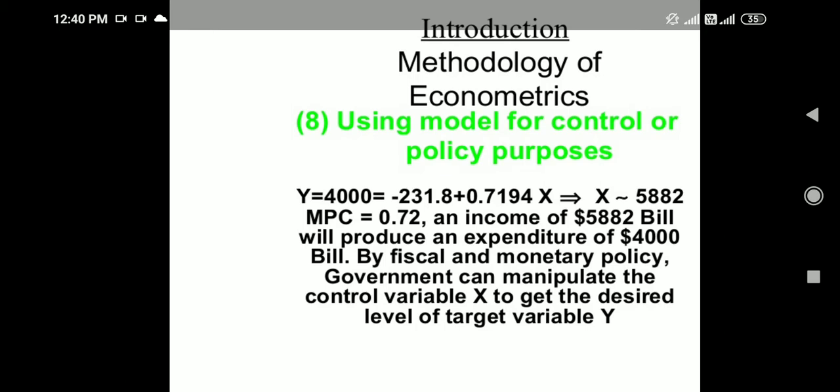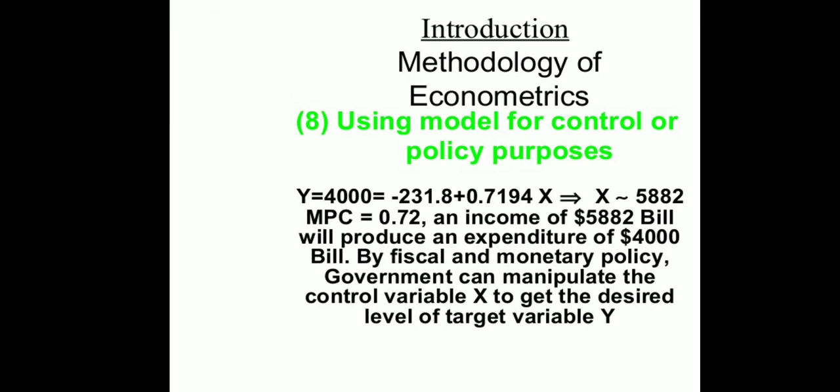Now the predicted value is y of 4000 equal to minus 231.8 plus 0.774 x, which implies x is nearly equal to 5882. MPC is 0.72. That means an income of 5882 rupees will produce an expenditure of 4000. So thus the government can manipulate the policy or make a control variable to get the desired level.